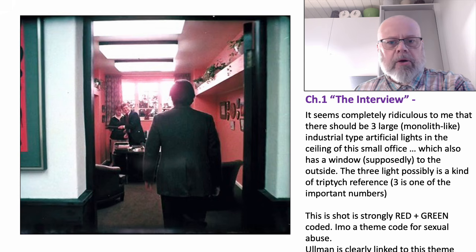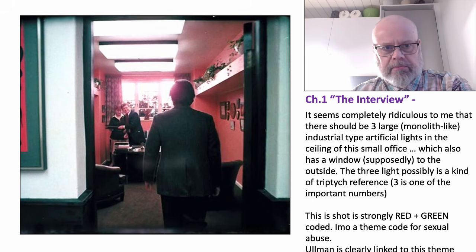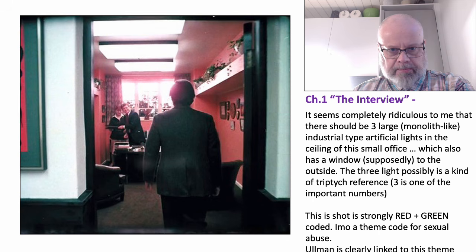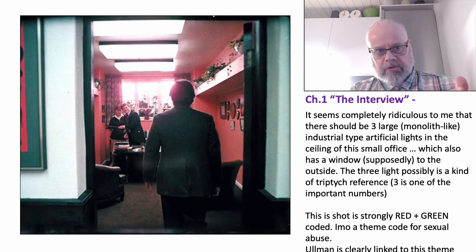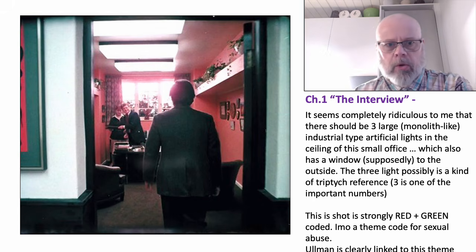The three lights are possibly a kind of triptych reference. Three is one of the important numbers, right? And again, I have noticed the red plus green coded theme of both the painting to the left of the doorway here, and there's also a 2x2 picture arrangement on the wall to the right here.